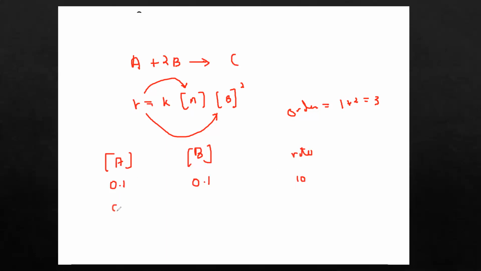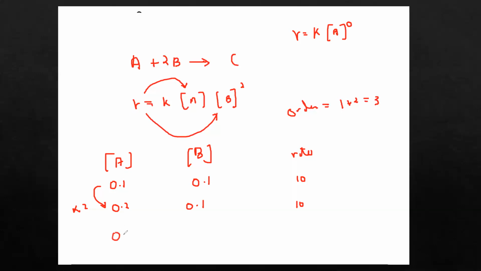Now what we did, we doubled the concentration of A, but what we observed is that the rate remained 10. So if we change the concentration of A and the rate is not affected, it shows that this reaction is zero order with respect to A. According to the equation it should be first order, but practically it is zero order, meaning it does not depend on the amount of A.